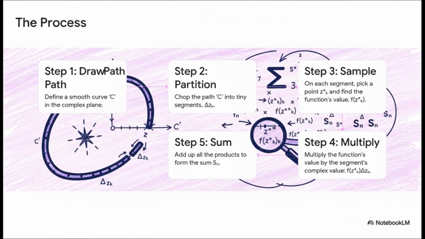And this is basically it. You take your path C, you slice it up into a ton of tiny pieces, which we call delta z. Then, for each little piece, you find the value of your function there and multiply it by that piece's length and its direction. Then, you just add them all up. That's it. That's the whole idea of a complex integral.